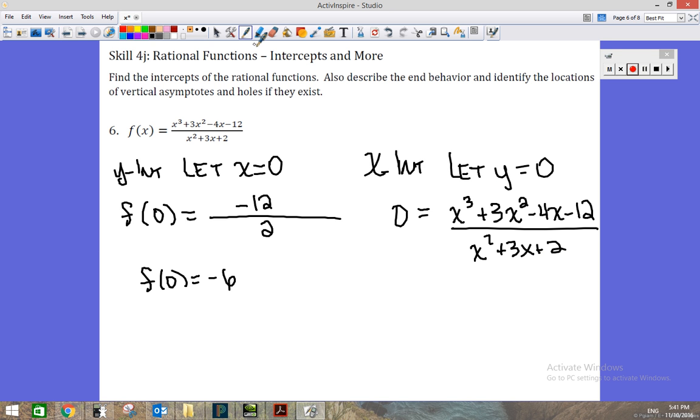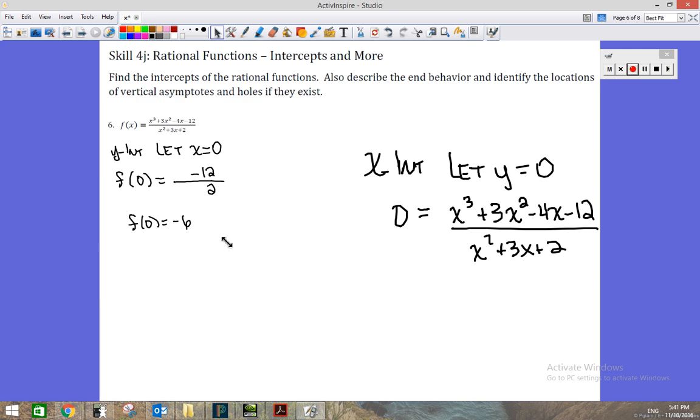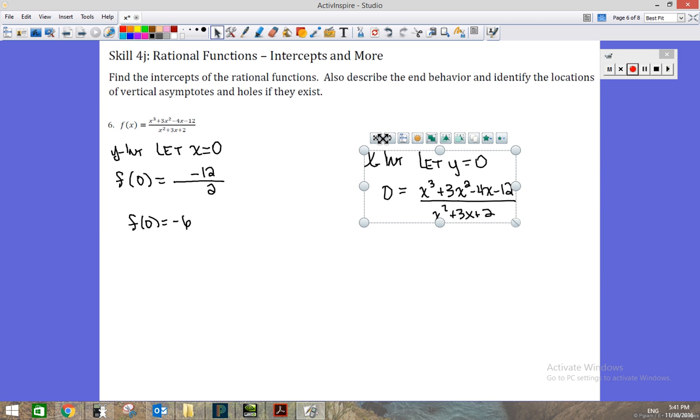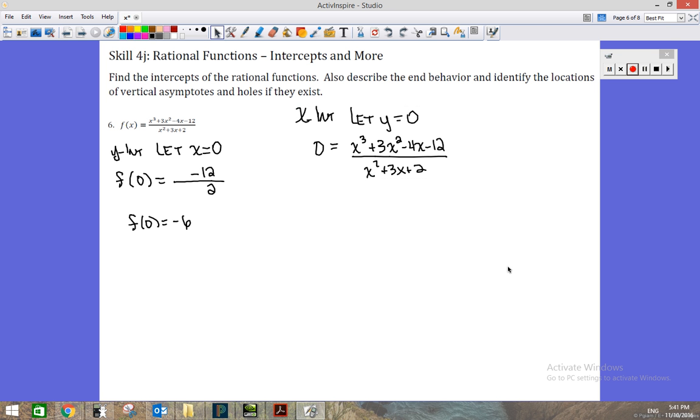See, I have to be careful. Sometimes, if you ignore the denominator, it'll happen that there'll be a factor that's common to both the numerator and denominator. You won't recognize it, and you'll end up calling a hole an x-intercept, which is incorrect. So I can see that these four terms, I can factor that by grouping.